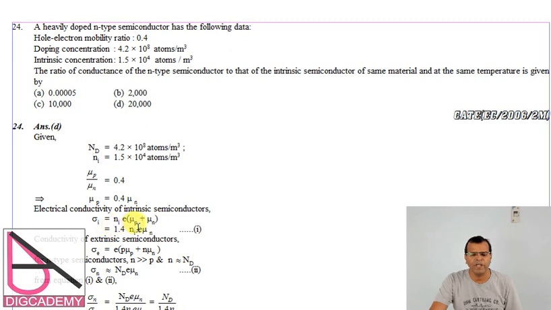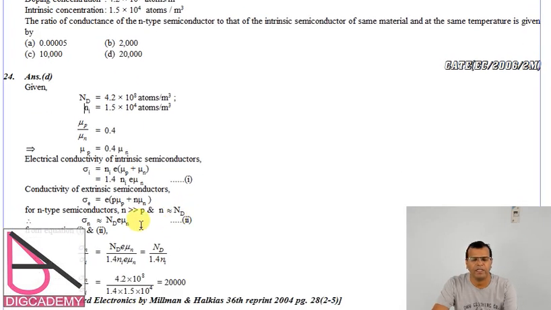You are already given the relationship between mu n and mu p, so we get 1.4 ni e mu n. The conductivity of an extrinsic semiconductor is sigma equal to e (p mu p plus n mu n). For N-type material, n is much greater than p, so n is approximately the donor concentration. So sigma N is equal to Nd e mu n.